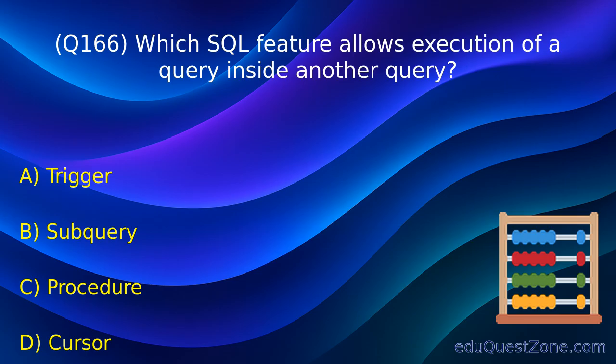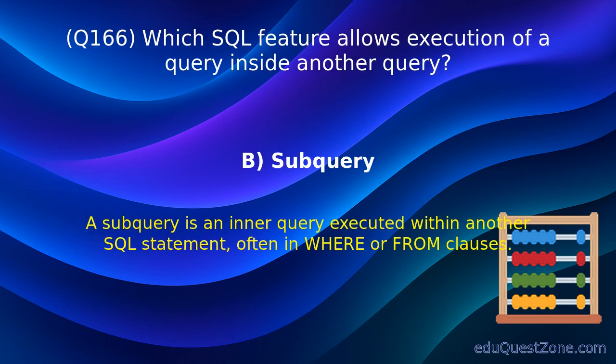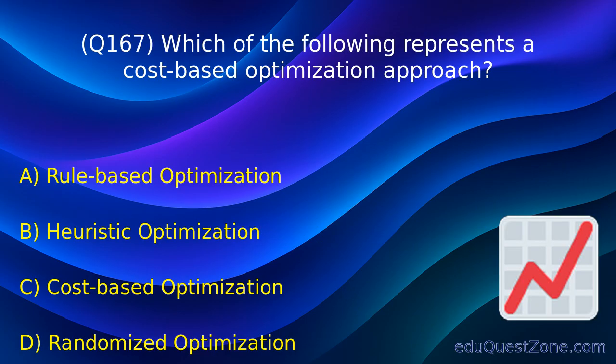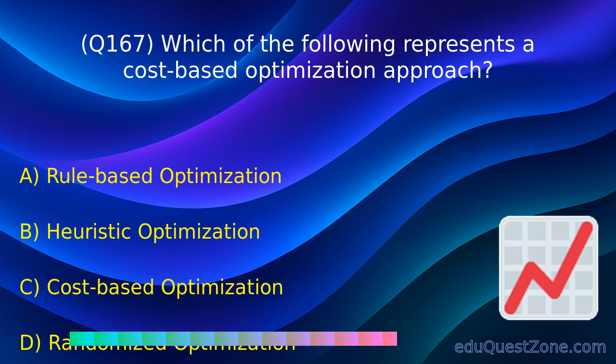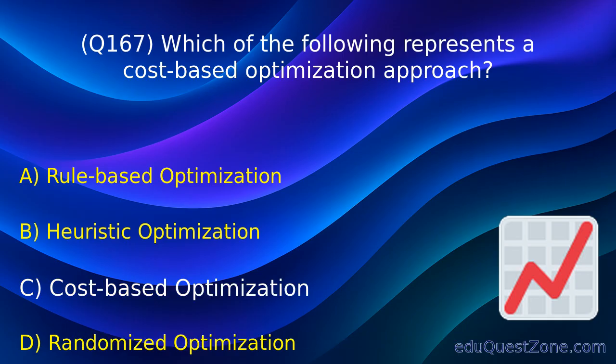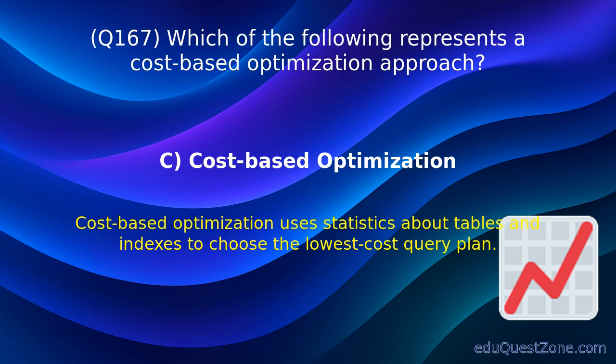Question number 166. Which SQL feature allows execution of a query inside another query? Option B. Subquery. Subqueries are queries nested inside another SQL statement. Question number 167. Which of the following represents a cost-based optimization approach? Option C. Cost-based optimization. Cost-based optimization selects the query plan with minimum estimated execution cost.